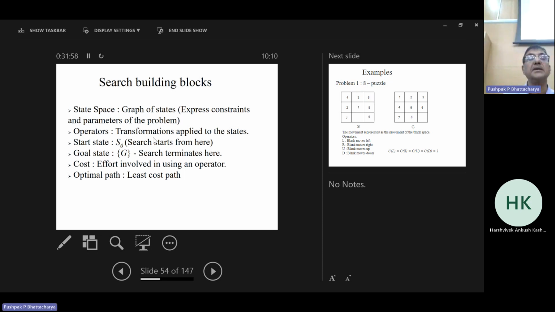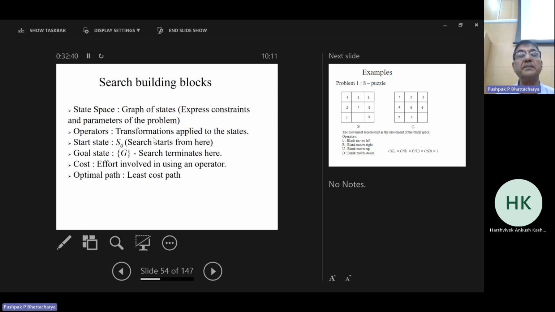So when we discuss search, we have to discuss the building blocks of search. So the first important concept with respect to search is the state space. Okay. The graph of states, they express the constraints and parameters of the problem. So I'll illustrate all these basic concepts through an example. Then there are operators which transform the states from one to another. Okay. The start state is special because the search algorithm begins to operate from there.